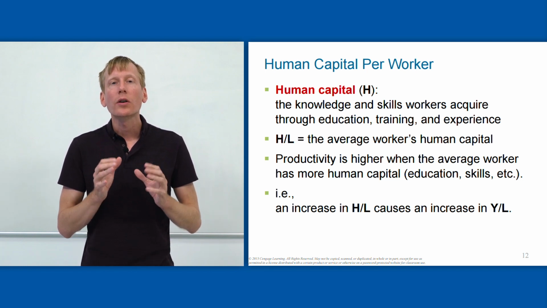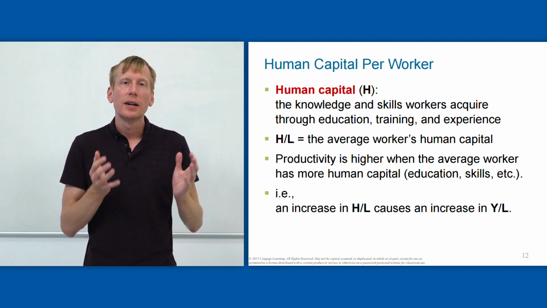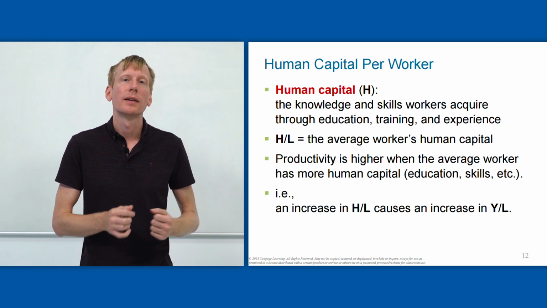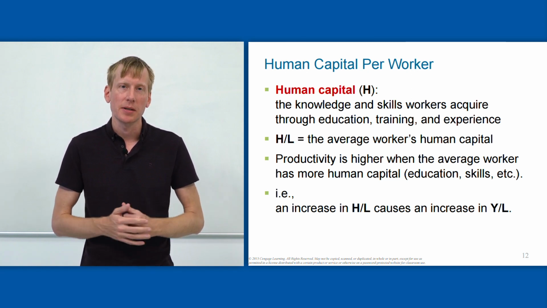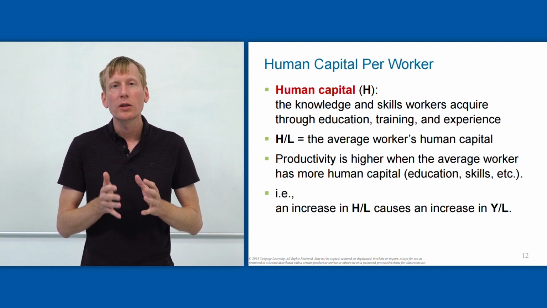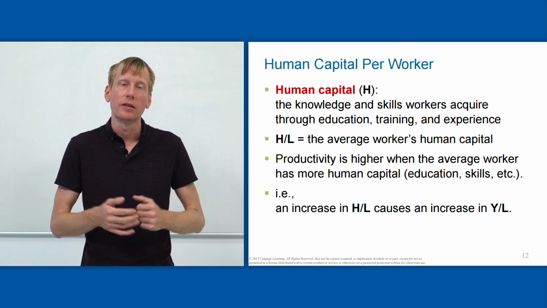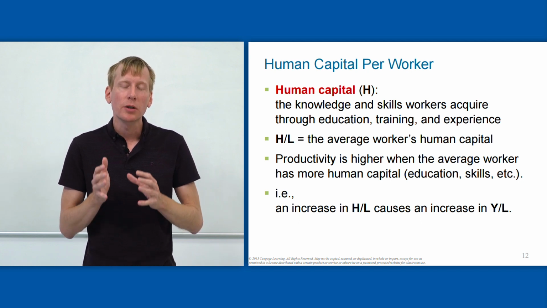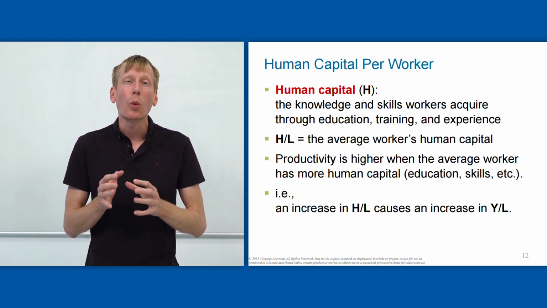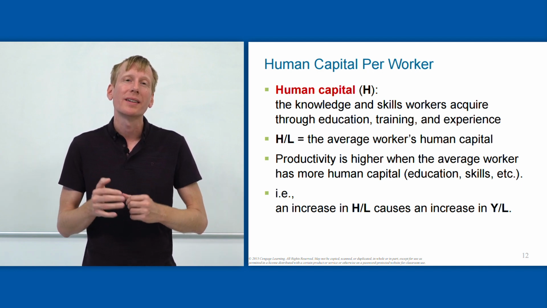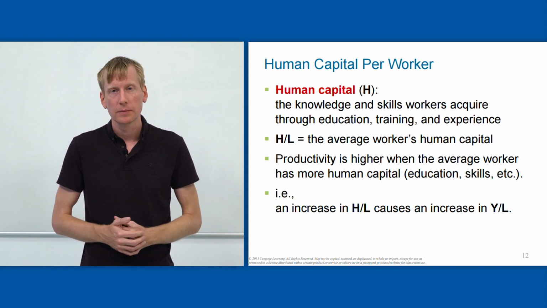Now, a worker with more human capital is more productive than a worker with less human capital. But human capital means a lot of different things in a lot of different circumstances. But in general, it should mean that the same worker is either able to produce more and faster, or that same worker is able to produce the same amount better, producing a higher quality good or a higher quality service, which has a higher market value.